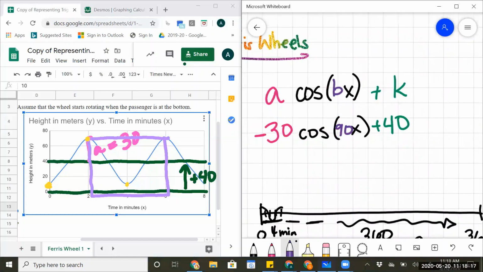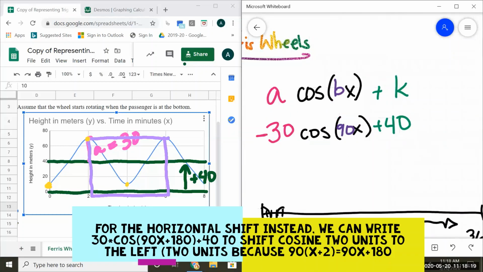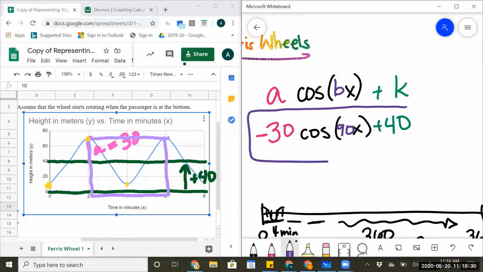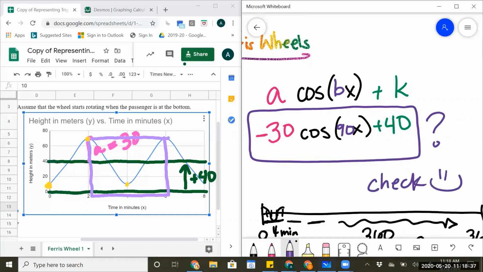Okay, so there's my function. To confirm, because sometimes we make up these equations and then we're ready to move on, but we haven't even confirmed that this is in fact true. Does this equation really work for the function we just created? We're going to check. Checking is important.